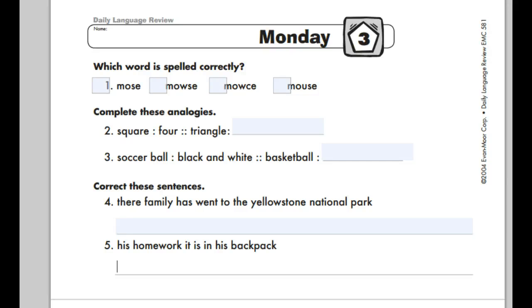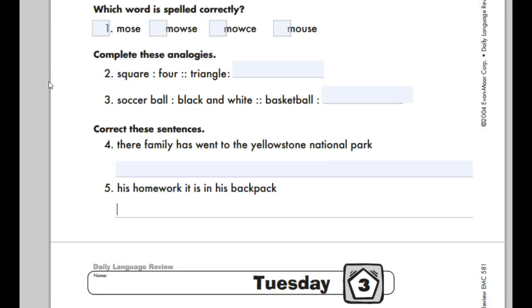Okay, make sure you have your marker or colored pen to go over and correct your mistakes for this week. Okay, which word is spelled correctly? This is for the word mouse, and the correct OW is going to be this one, OU.